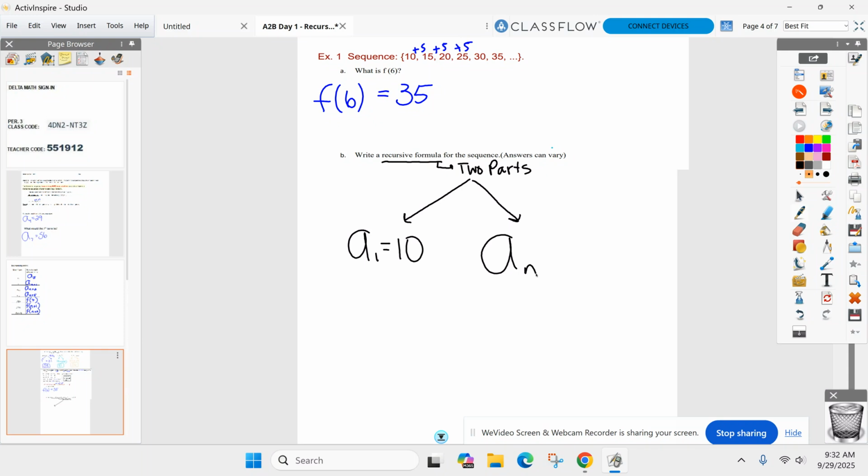Sarah, once again, what's the pattern? What do I add plus 5 to, though? Well, okay, if I want to find 20, what do I have to add 5 to? The one before it, right? The pattern is add 5 to the one before. Everyone, agreement? Add 5 to the one before.